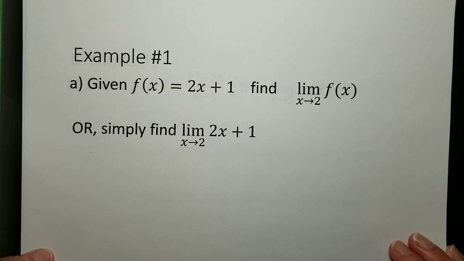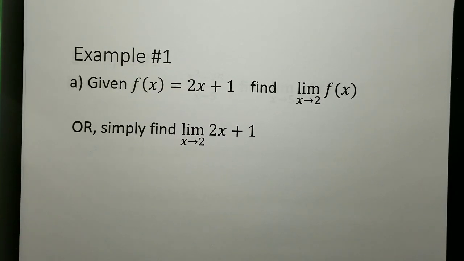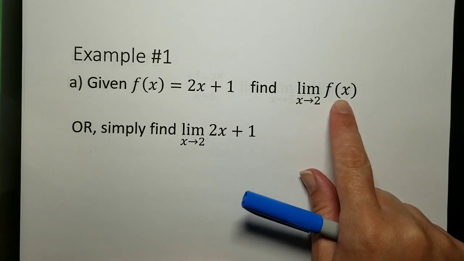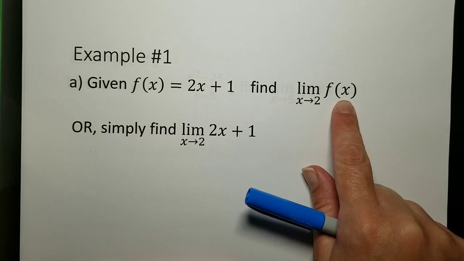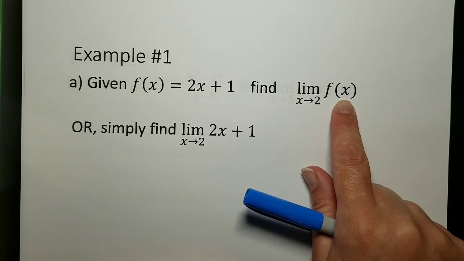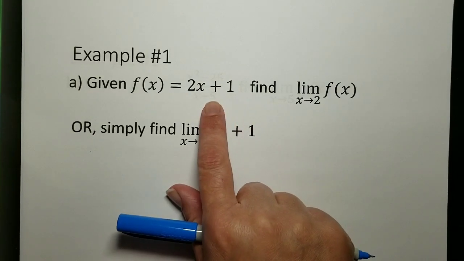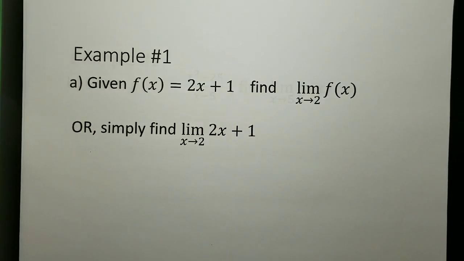Now there doesn't have to be a hole for us to be able to find a limit at a point. So here, given f of x equals 2x plus 1, we want to find the limit as x approaches 2 of f of x. So what happens on this graph as x gets closer to 2? Well, that's just a line. So, okay, let's sketch it out and think about what this means.